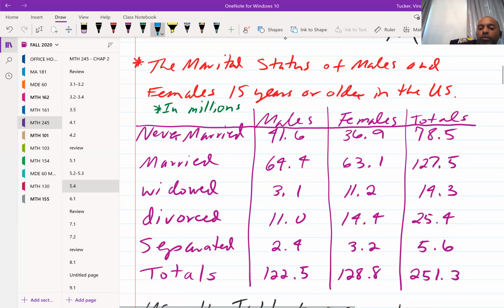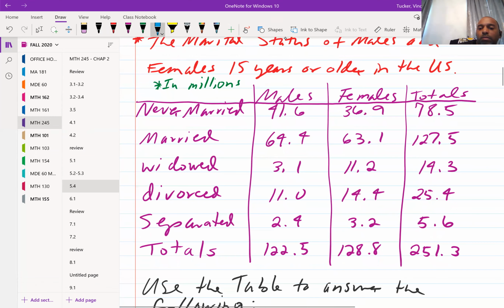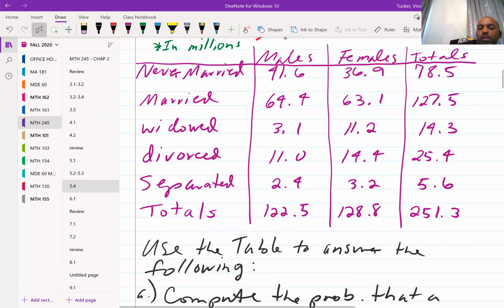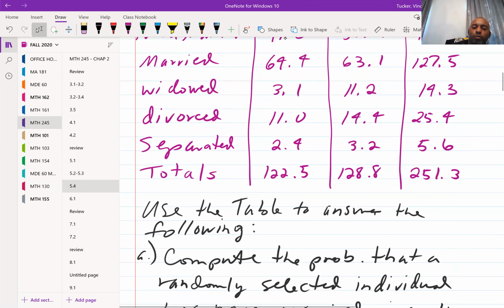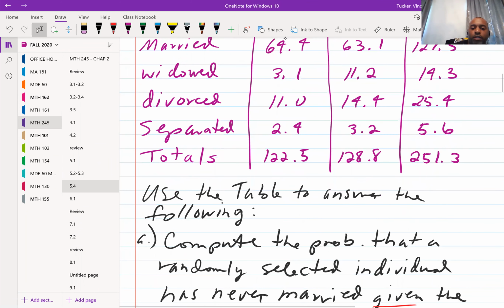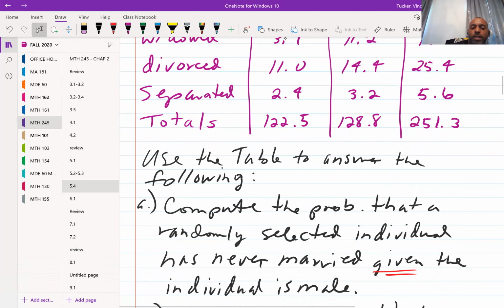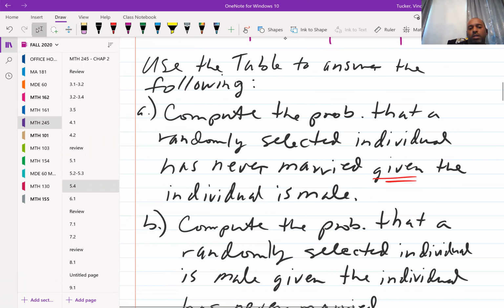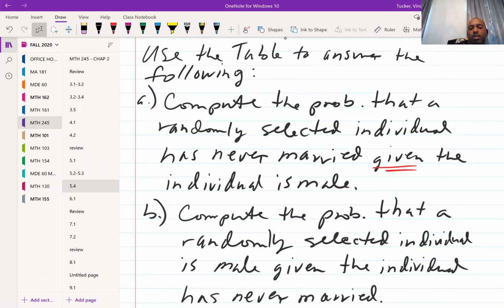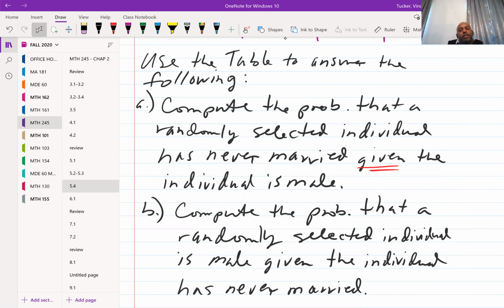All right, can you scroll up? It says use the table to answer the following. Compute the probability that a randomly selected individual has never married given the individual is male. Then compute the probability that a randomly selected individual is male given that the individual has never married.